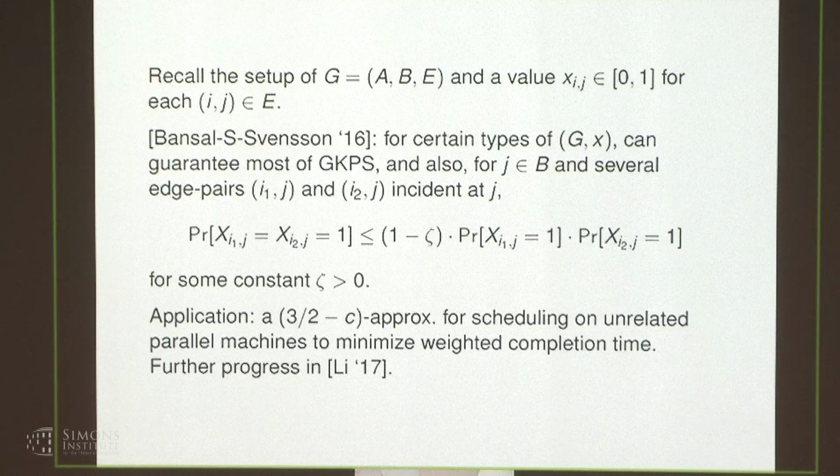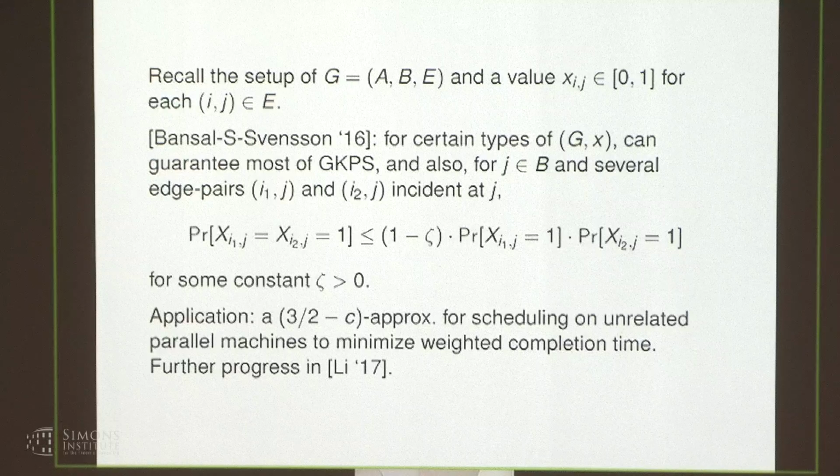for every J in B, and for many pairs of edges, (I1, J) and (I2, J), that are incident at J, it is not just true. So now please look at the inequality. In the earlier inequality in negative correlation, you will not have the 1 minus zeta term. So think of zeta as say 0.1.